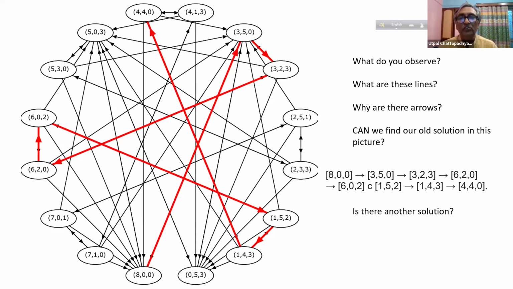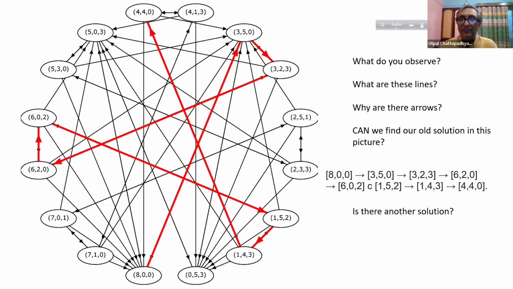See, 800 goes to 350, that is reversible. 350 goes to 323, that is reversible. 323 goes to 620, that is reversible. 620 goes to 602, that is reversible. 602 goes to 152, that is reversible. 152 goes to 143, that is reversible. 143 goes to 440, that is reversible.